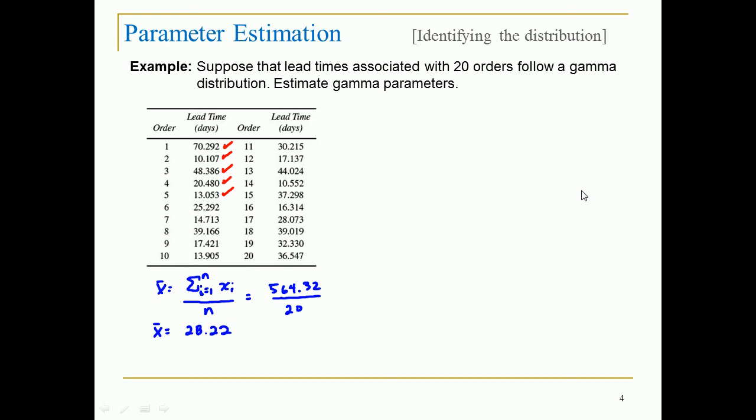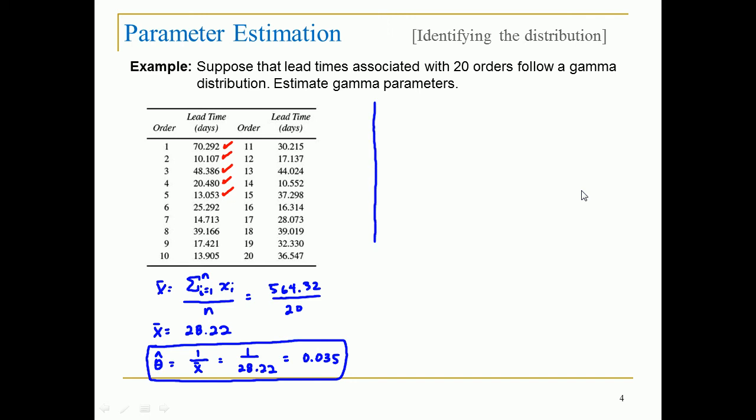Okay? Now, in order to estimate theta, theta hat is going to be equal to 1 over X bar. So in this case, we have 1 over 28.22, which is equal to 0.035. Okay? So this is the first parameter for the gamma distribution.